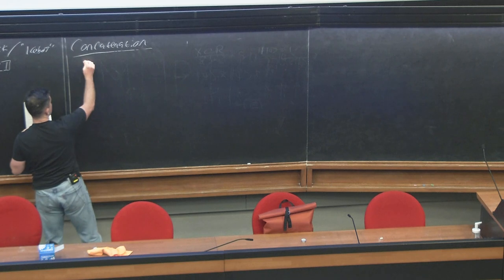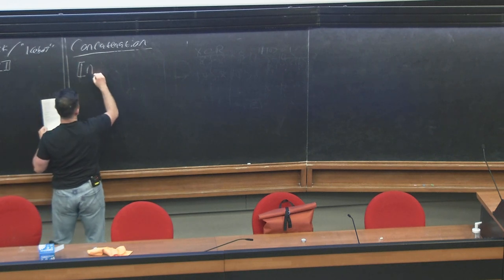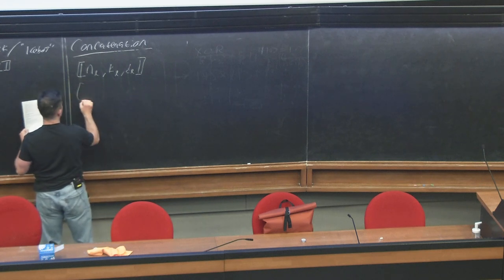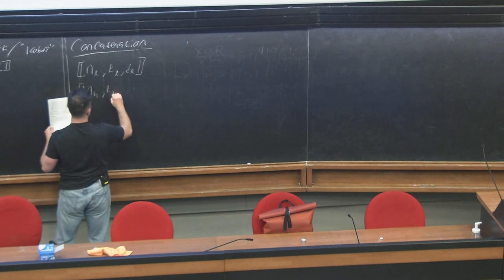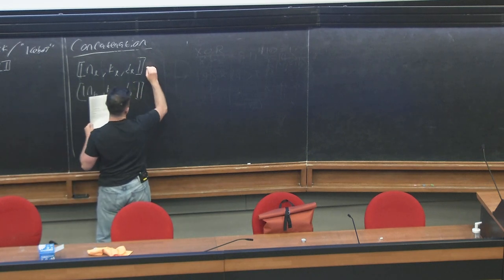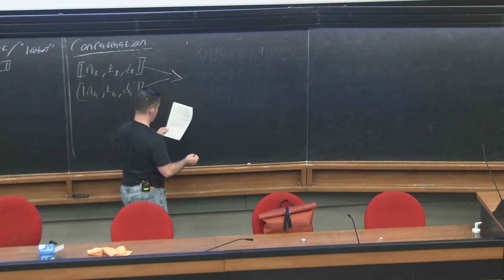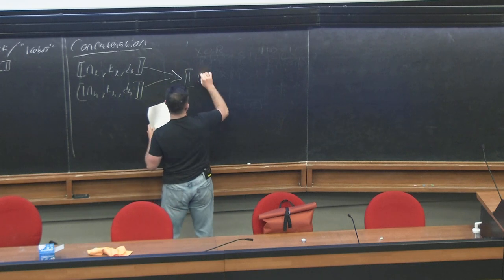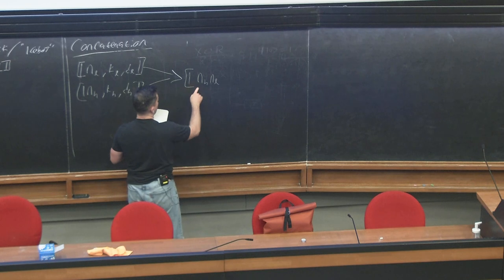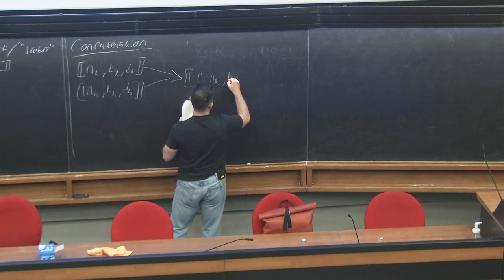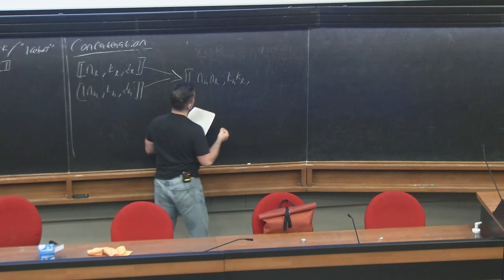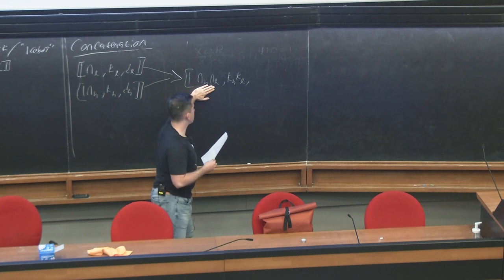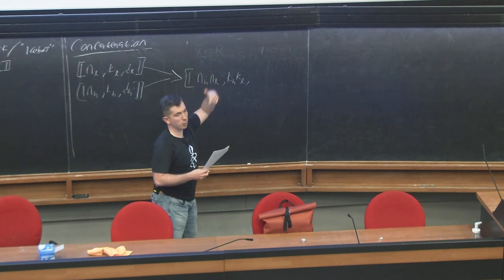So concatenation is going to be used to take a low-level code, which has NL, KL, and DL, for low level, and a high-level code with predictably NH, KH, and DH, and you will get a code out with the product NH NL, because for every high-level qubit, you need a low-level block. KH KL, because for every physical qubit of the high-level code, you need an entire block of the low-level code.